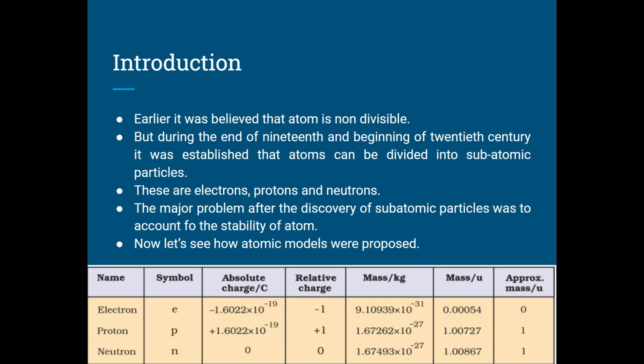So now, there was this question that atom in itself is very small. Now, it contains some species, and also atom is neutral. Then, how are these positively charged and negatively charged species arranged in the atom so that it is neutral? So this was the biggest question at that time.